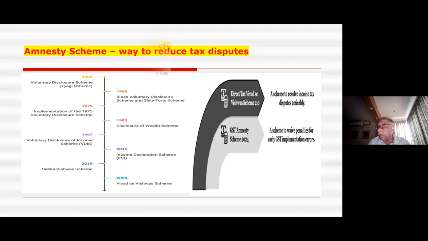But if you go to the history, in 1951 a voluntary disclosure scheme was introduced. The government wanted to resolve disputes, and collected revenue substantially too. 1965, block voluntary disclosure scheme and the 60/40 scheme. Similarly, 1975 voluntary disclosure scheme was implemented, but it was a failed scheme. 1985, disclosure of wealth scheme. 1997, voluntary disclosure of income scheme, where around 33,000 crores of tax was collected. 2016, income declaration scheme. Sabka Vishwas scheme 2019 and Vivad se Vishwas scheme 2020. Then Vivad se Vishwas scheme 2024. These are the schemes already introduced.